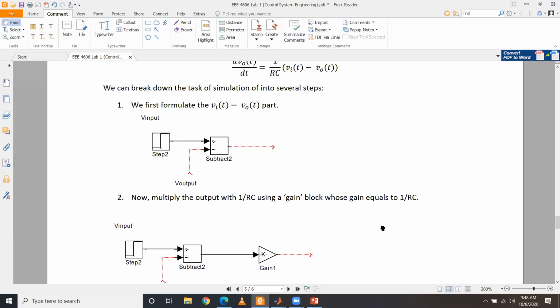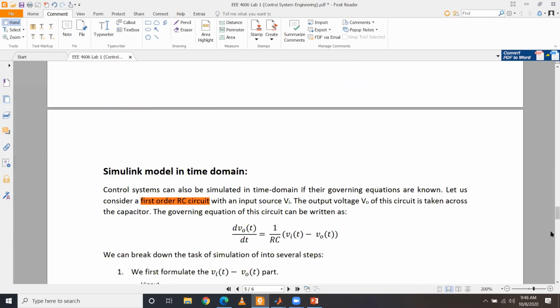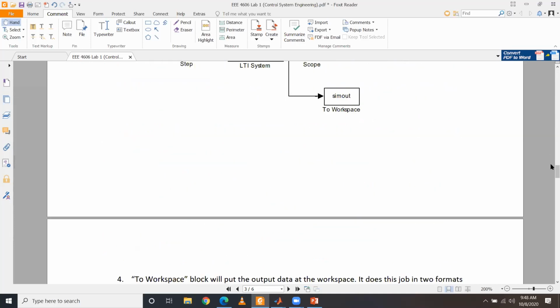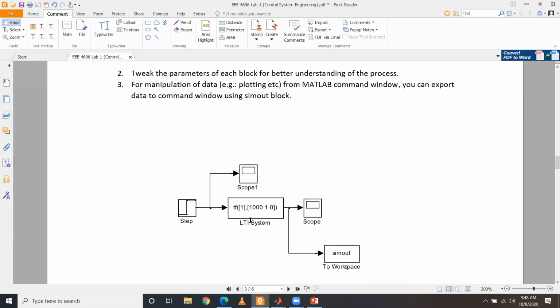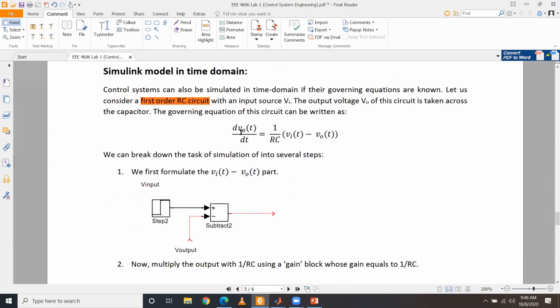That is the main thing. So whether it's based on frequency or time, it will always be the same. The only thing that is different is the type of block diagram that you're drawing. You can either draw it in the frequency domain, that means using the transfer function directly, so you just have to use the LTI system block. Or if you draw it in the time domain, you keep it in the time domain and then just draw the block diagram for this equation directly.